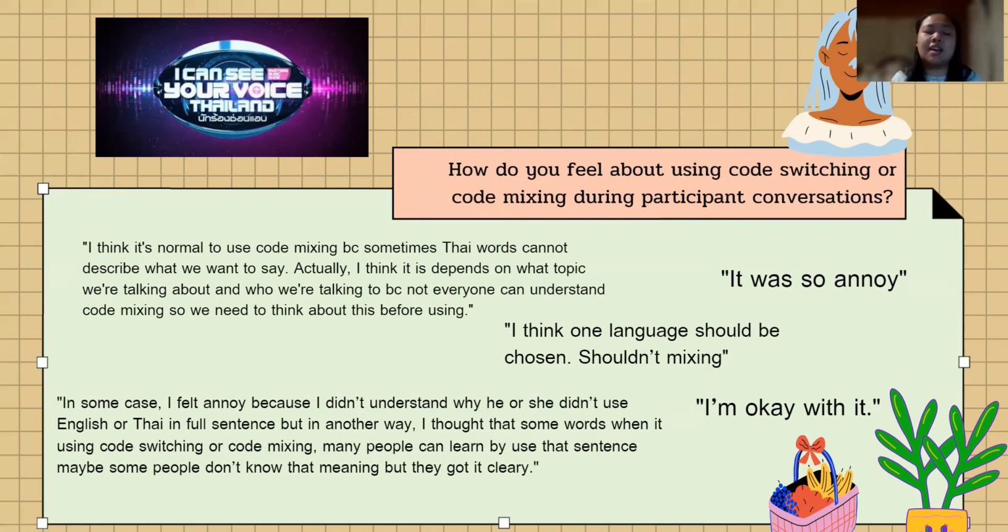And somebody says I feel annoyed because I didn't understand when he or she didn't use Thai or English in a full sentence, but in another way. Like, I thought that when using code switching or code mixing, many people can learn new words or new vocab in a new language too. But most of the perspectives are quite positive.